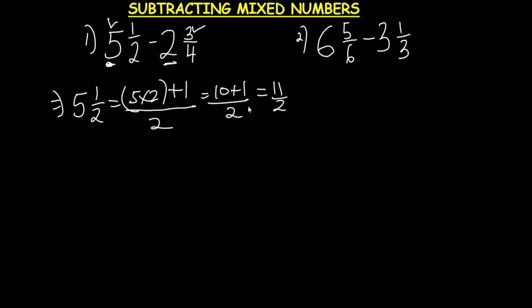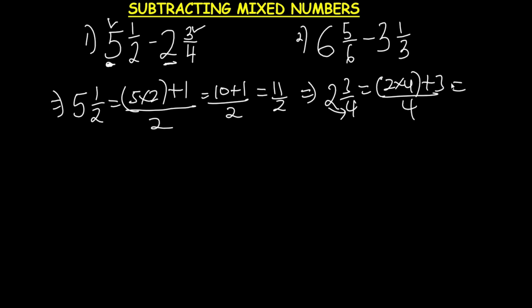And then we also convert the second mixed number to an improper fraction, 2 whole number 3 over 4. The first thing we do is multiply the whole number and the denominator. So 2 times 4, and then we add it to the numerator, plus 3, all divided by 4. So 2 times 4 is 8, plus 3, over 4. Now we have 11 over 4.